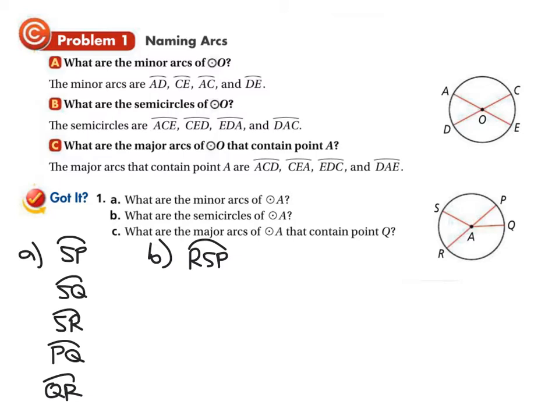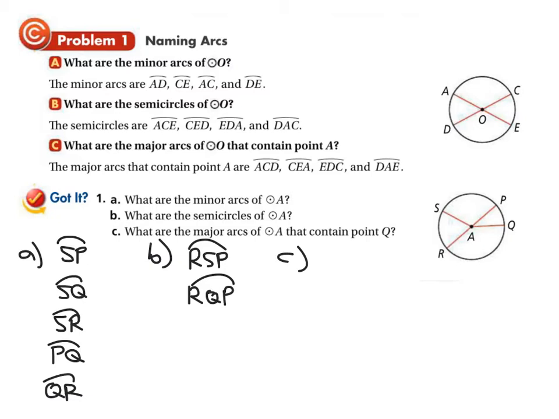Going in one direction, every semicircle is going to have its match going in the other direction. Same endpoints, different direction, right? Sorry. R to S to P, and then R to Q to P. We'd have more than those two if we had more than one diameter, but we only have the one diameter, so that's the only two that are going to be made.